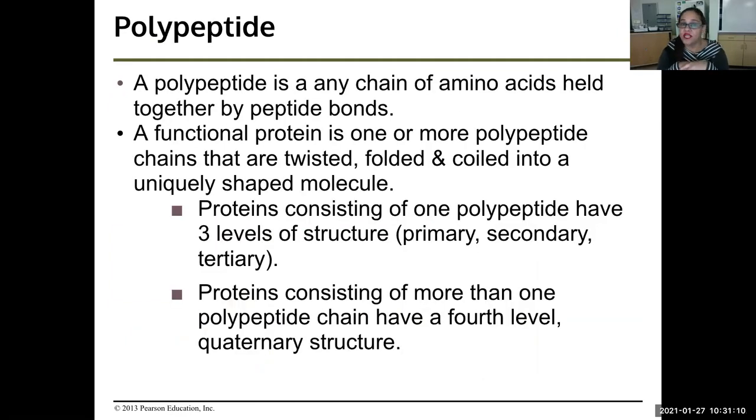A polypeptide is a chain of amino acids held together by peptide bonds. A functional protein is one or more polypeptide chains that are twisted, folded, and coiled into a uniquely shaped molecule. Proteins consisting of 1 polypeptide have 3 levels of structure: primary, secondary, and tertiary, first, second, and third. It's pretty much the same in English and in Spanish. And proteins consisting of more than 1 polypeptide chain have a 4th level called the Quaternary Structure.